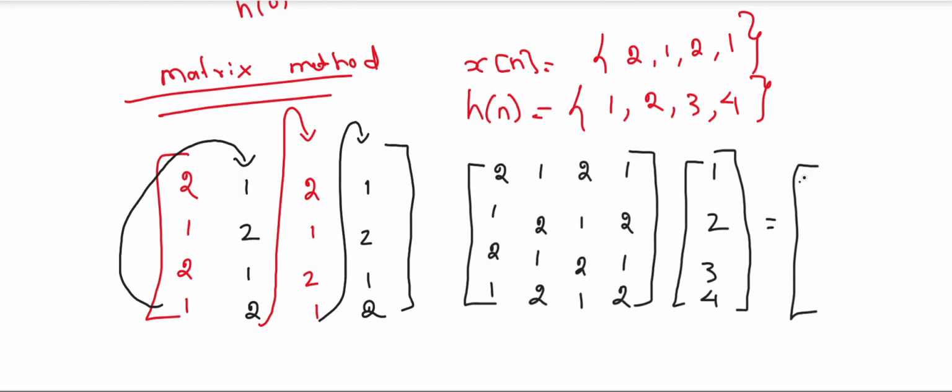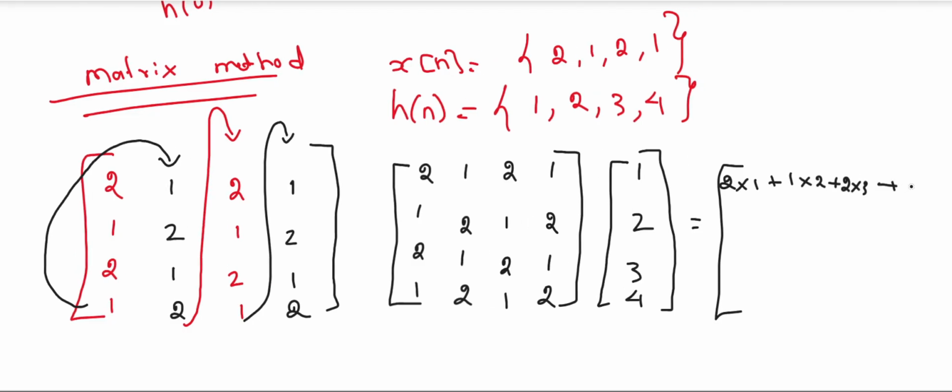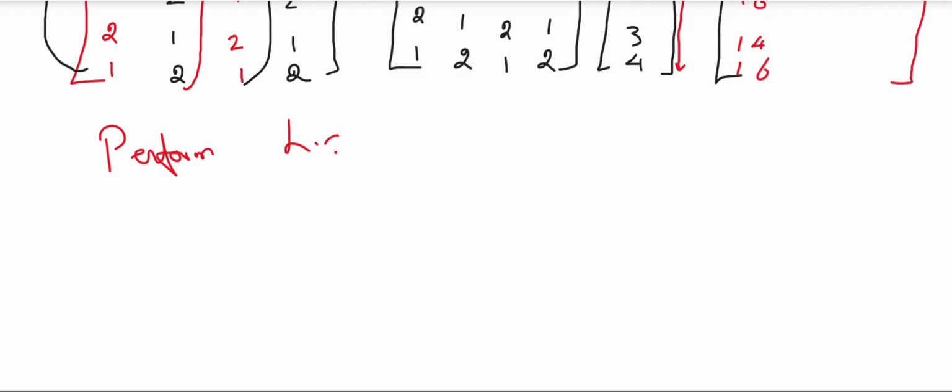So, then the second sequence h of n, 1 2 3 4, then you multiply, normal multiplication, you can perform with the first sequence: 2 1s are 2, 1 2s are 2, 2 3s are 6 and 1 into 4 is 4. So, this output sequence will be 2 plus 2 is 4, plus 6 is 10, plus 4 is 14. So, the first output is 14. The second will be 16.